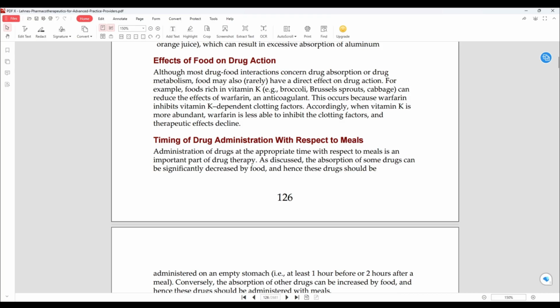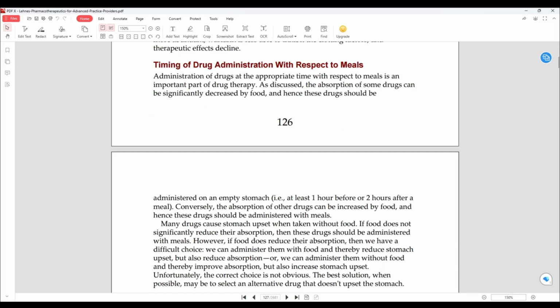So, effects of food on drug action. Although most drug-food interactions concern drug absorption or drug metabolism, food may also, though rarely, have an indirect or direct effect on drug action. For example, foods rich in vitamin K, your broccoli, Brussels sprouts, cabbage, can reduce the effects of warfarin, an anticoagulant. This occurs because warfarin inhibits vitamin K dependent clotting factors. Accordingly, when vitamin K is more abundant, warfarin is less able to inhibit the clotting factors, and therapeutic effects are in decline.